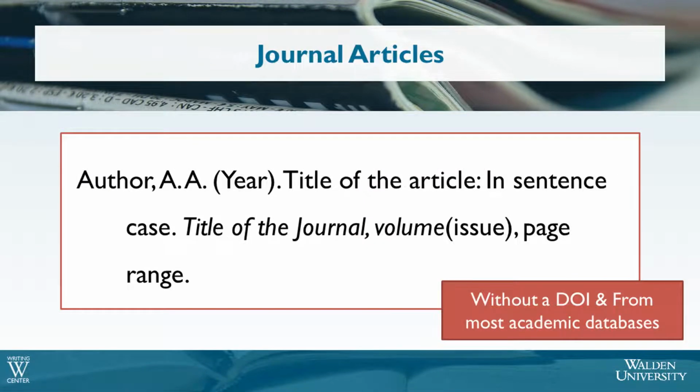The other option for a journal article is if the article does not have a DOI number. To determine this, we checked www.crossref.org, and no DOI was identified. When an article doesn't have a DOI number, from most academic databases, the DOI is simply omitted. The rest of the entry is the same as our previous example, except it ends after the page range, with nothing else appearing after it.